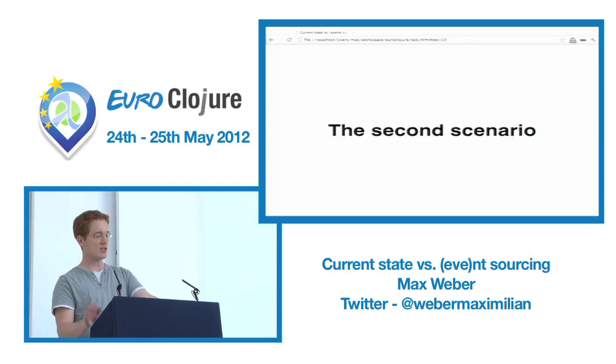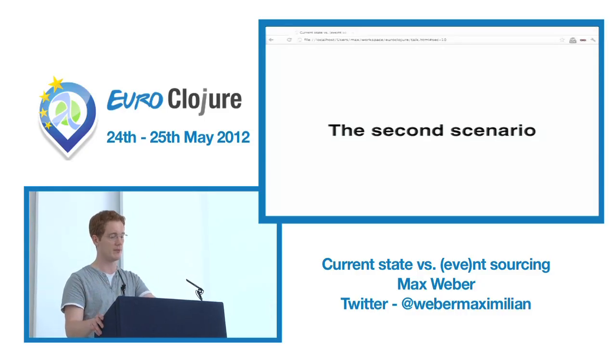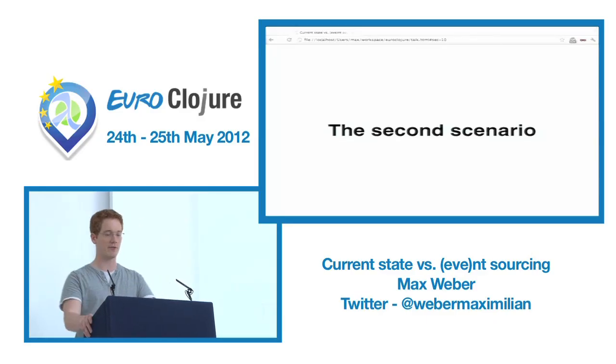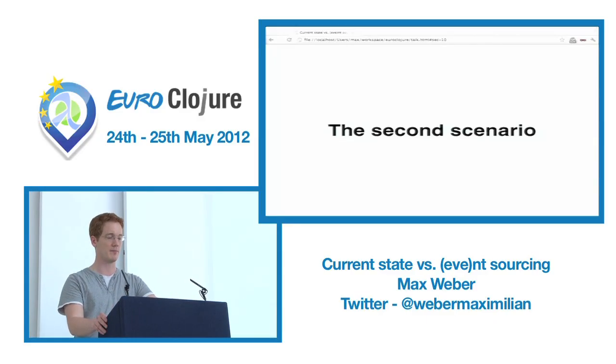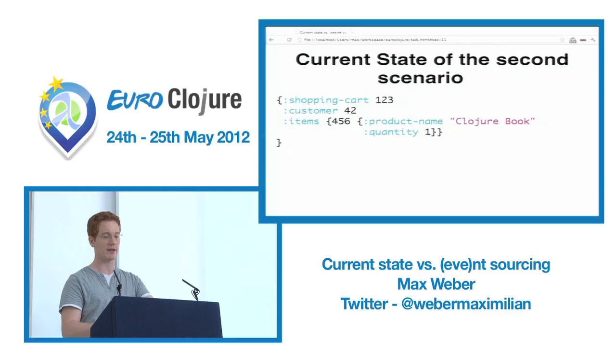So, let's change our scenario a little bit. We pretend that our customer put the Clojure book and the tea in his shopping cart like in the first scenario. But now our customer thinks, oh, I still have enough tea, maybe I order some more next time. Therefore, he removes the tea from the shopping cart. Now, the end result would look like the following.